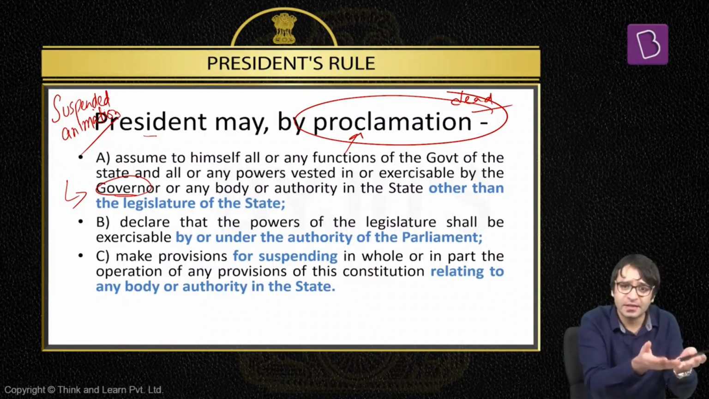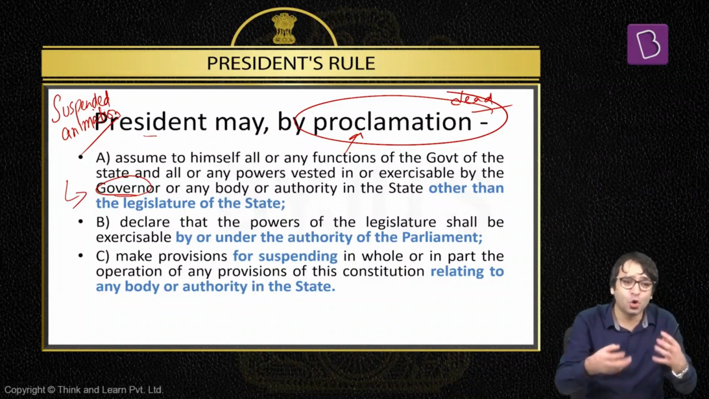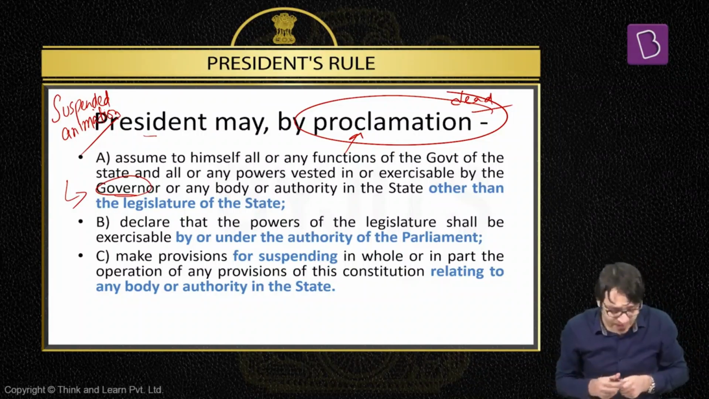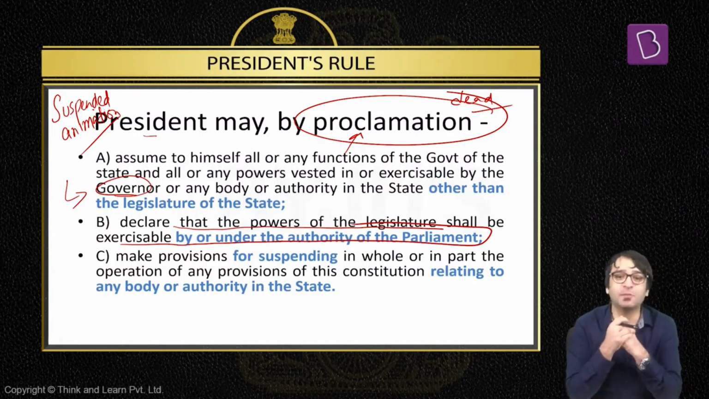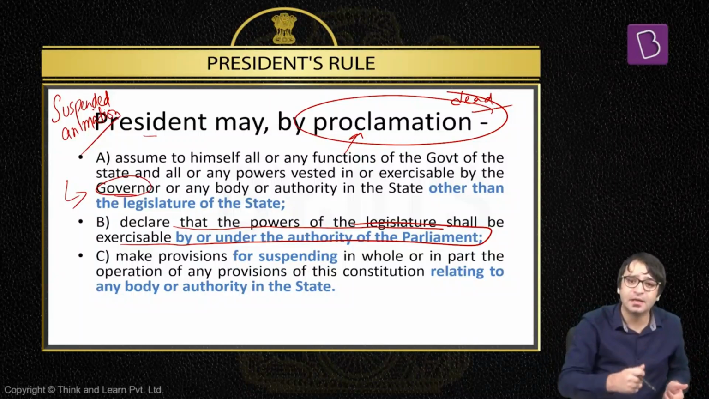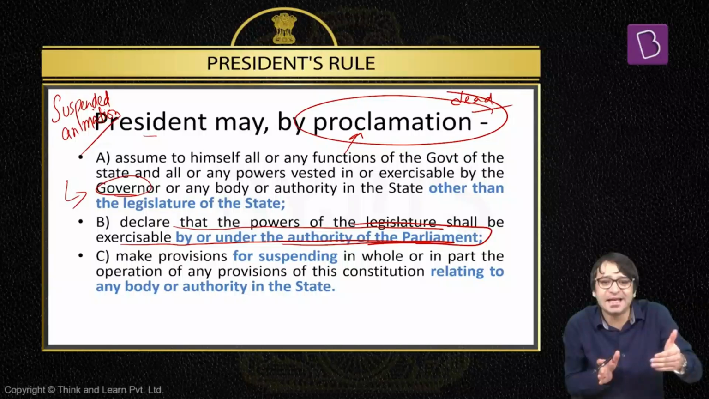The legislature: there is no legislature. The legislature is kept in suspended animation. So basically, the legislature is suspended. When the legislative assembly is suspended, who will make laws for Punjab? The president in his proclamation will declare that the powers of the legislature shall be exercised by or under the authority of Parliament. If it is by Parliament, that means Parliament will become the legislature of Punjab and will be making laws for Punjab. If it is under the authority of Parliament, then what can Parliament do? Parliament will delegate these legislative powers to the president.